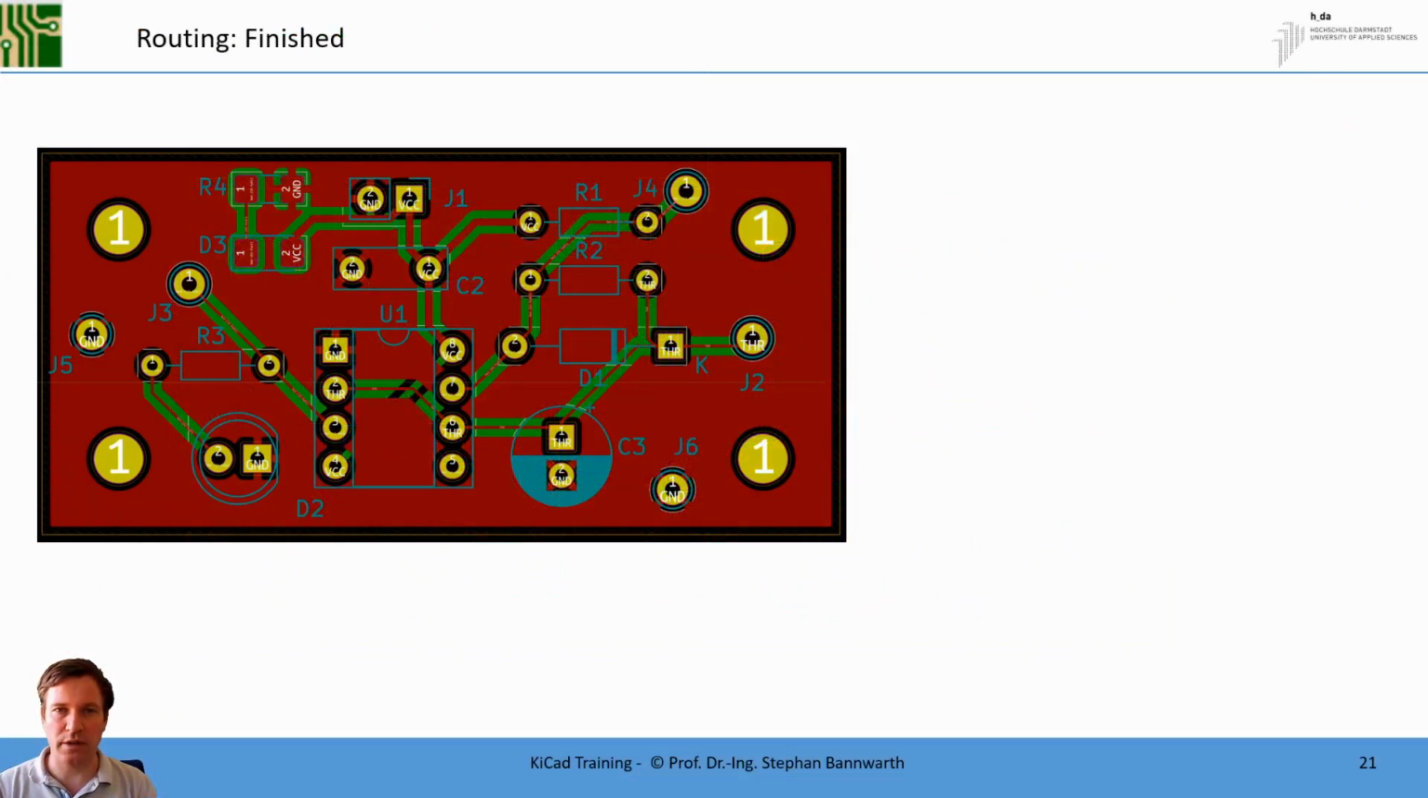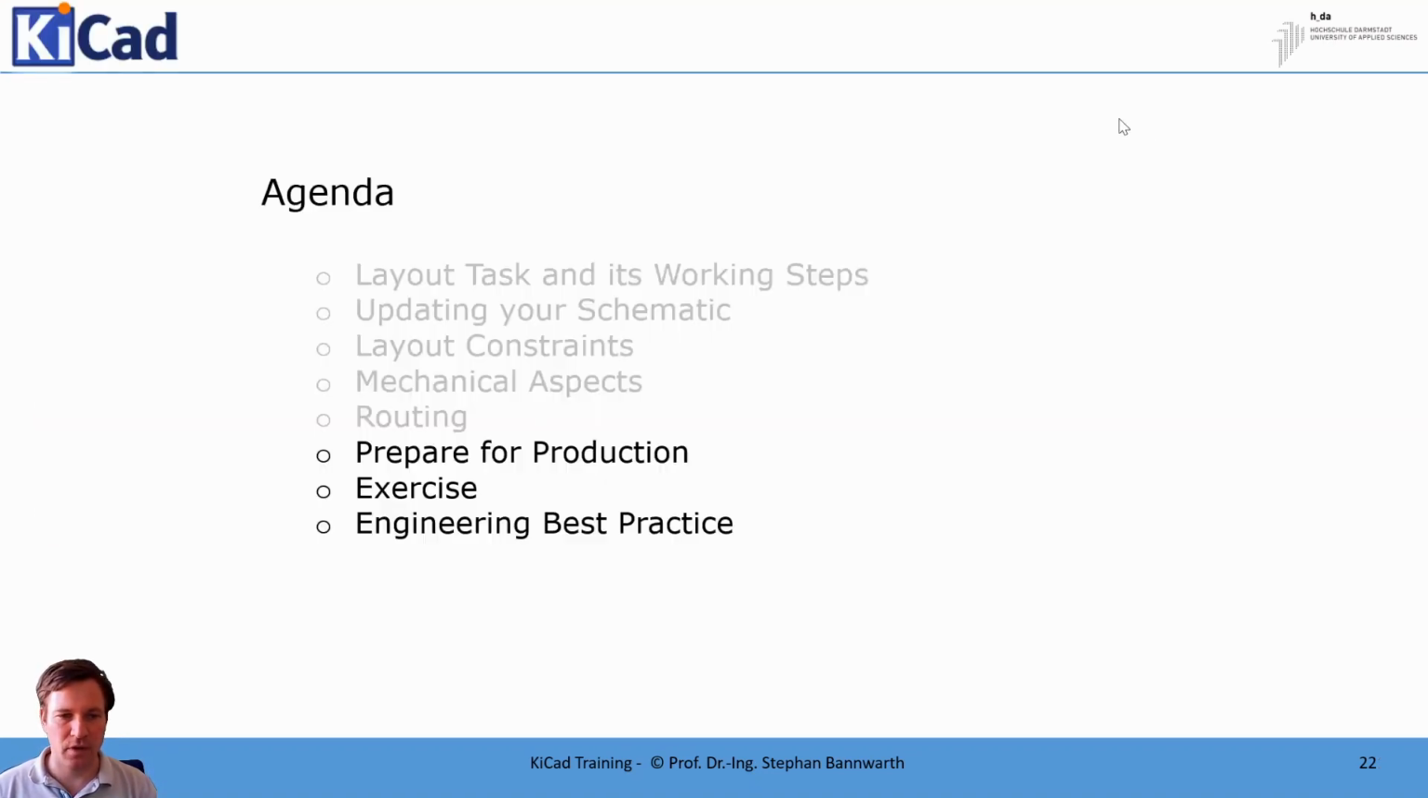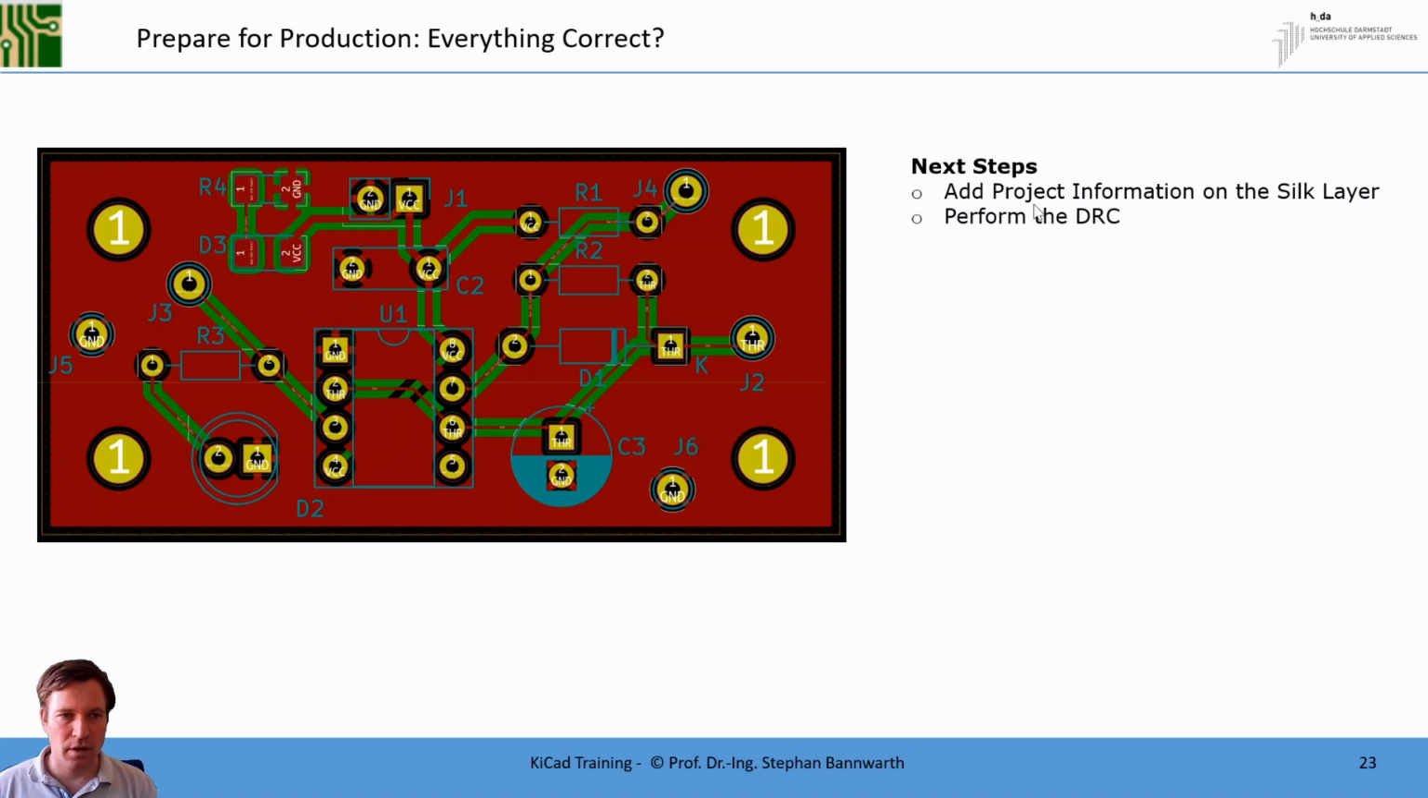Once you route all signals on the top layer and on the bottom layer, and you filled the bottom layer and the top layer with the ground plane, your circuit is somehow looking like this. The routing is therefore finished. What we have to do now is prepare our board for production. So the next point is prepare our PCB for production. Everything is correct.